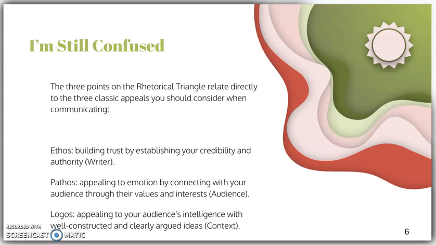The 3 points on the rhetorical triangle directly relate to the 3 classic appeals you should consider when communicating. And when I say communicating, I specifically mean the way that any person talks to any other person ever, the way that you give a speech, the way that you write an essay, the way that you use language. Whether or not you know it, you've already been using emotional appeals. We're just going to learn the names behind it.